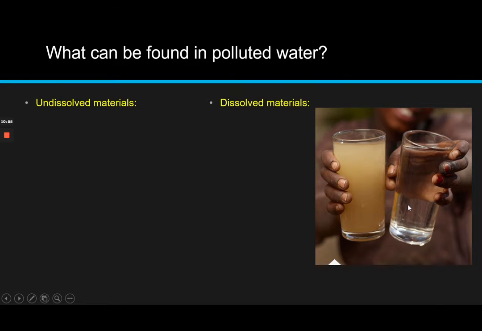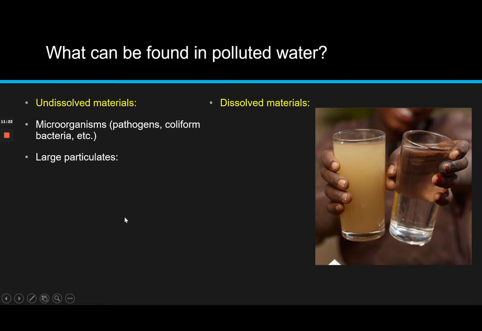Now, there's a huge list of materials that can be dissolved in polluted water, but most of the time when we look at polluted water, they seem a little bit more opaque, and that's because of the undissolved materials. So in terms of things that don't dissolve in water are microorganisms.